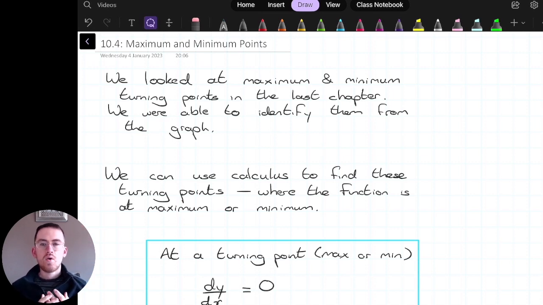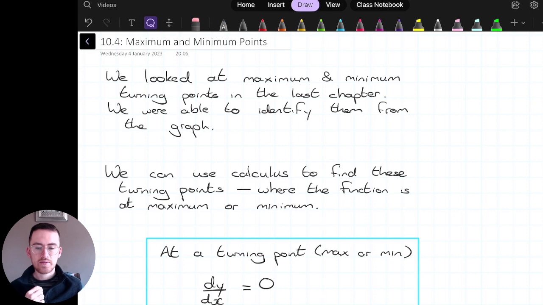So we know how to find them by looking at the graph, but what we're going to do now is try and use calculus to help us find these turning points without having to use the graph. So it's going to speed things up a little bit for us, and particularly will help us then with some real world examples. So looking first of all at what we have here.